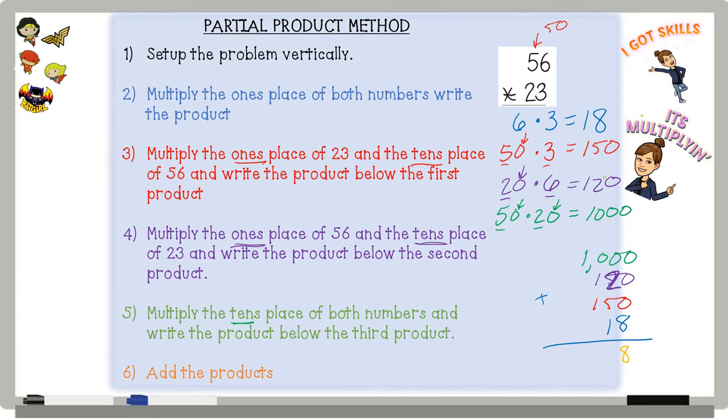So I get 8. 5 plus 2 is 7, plus 1 is 8. 1 plus 1 is 2. I don't have anything to add to the 1. And here I got 1,288 again.